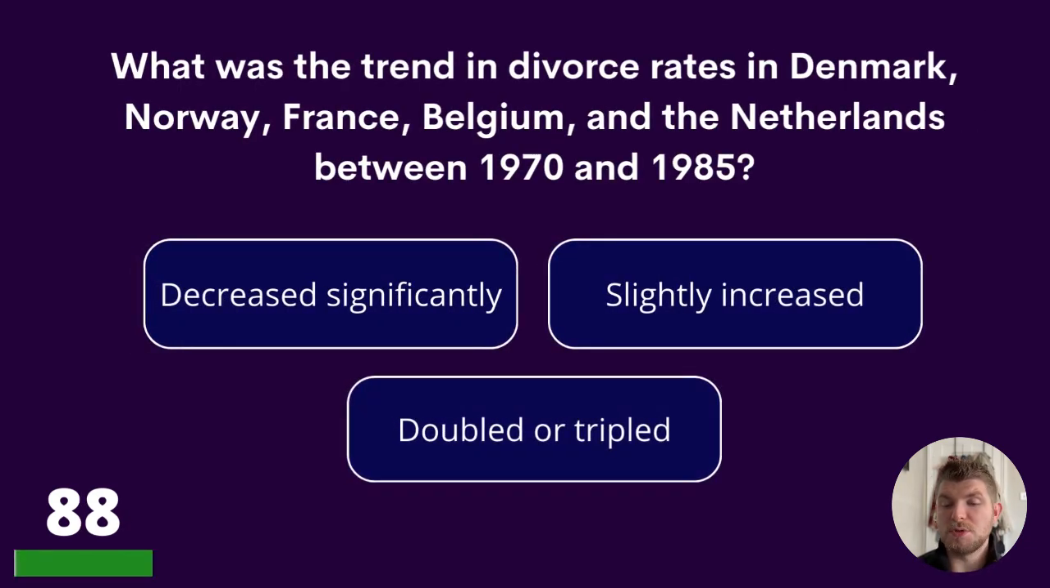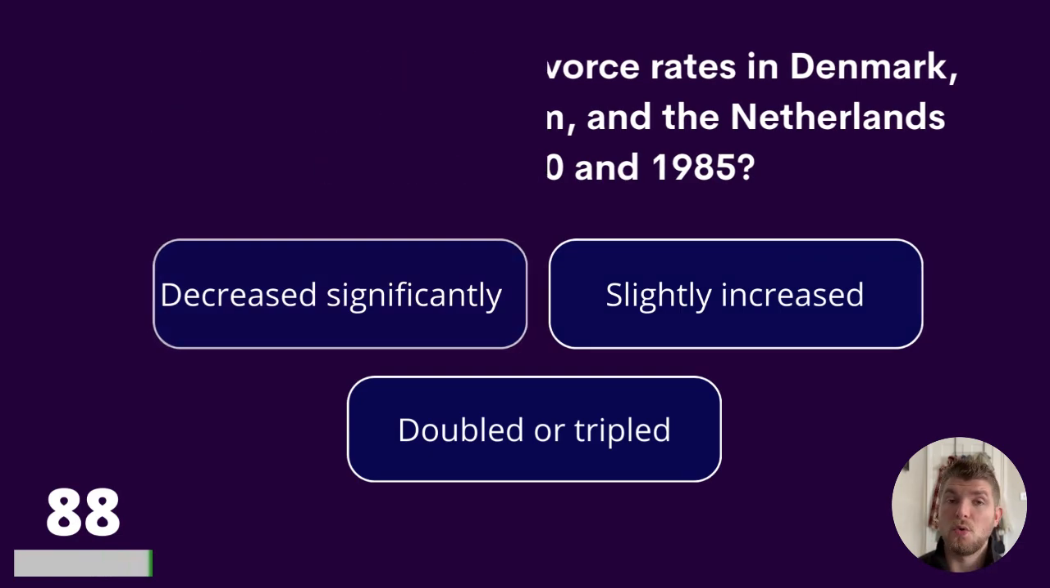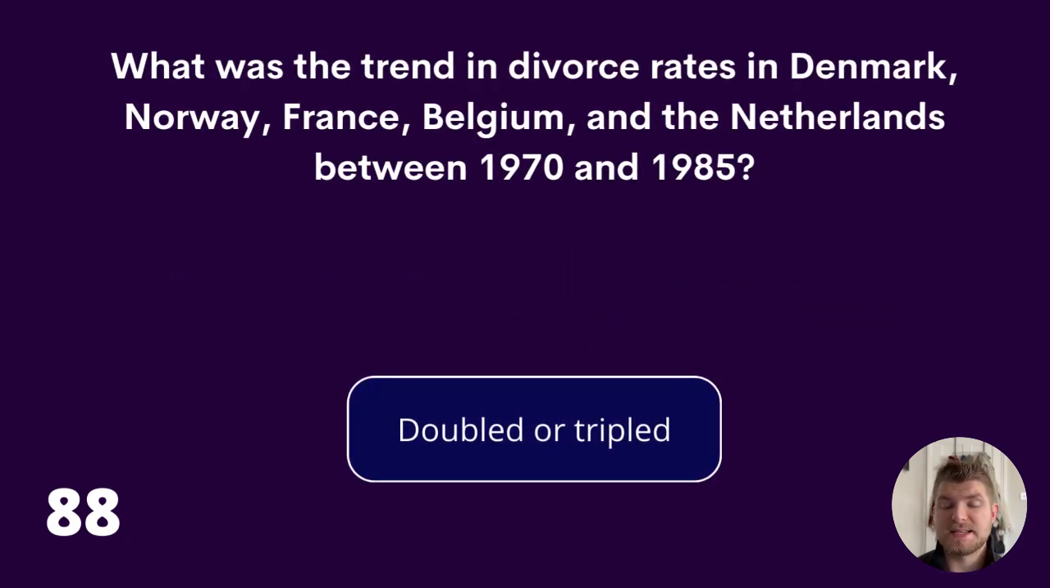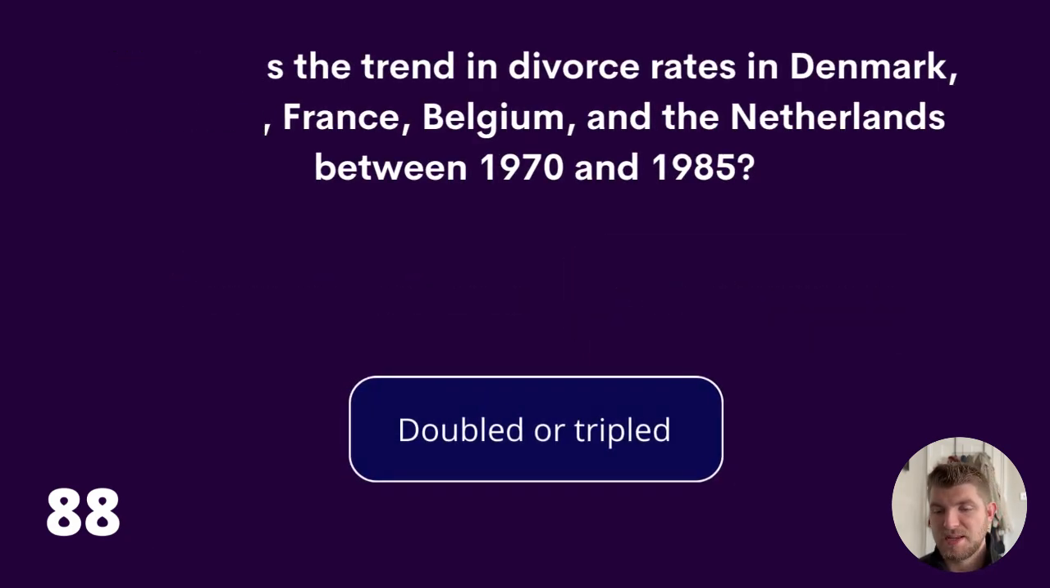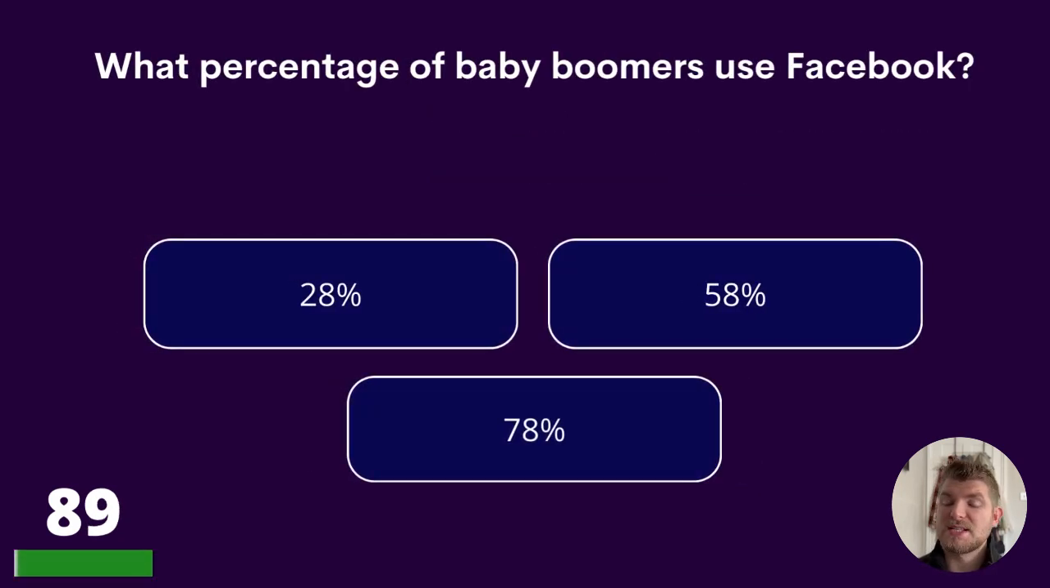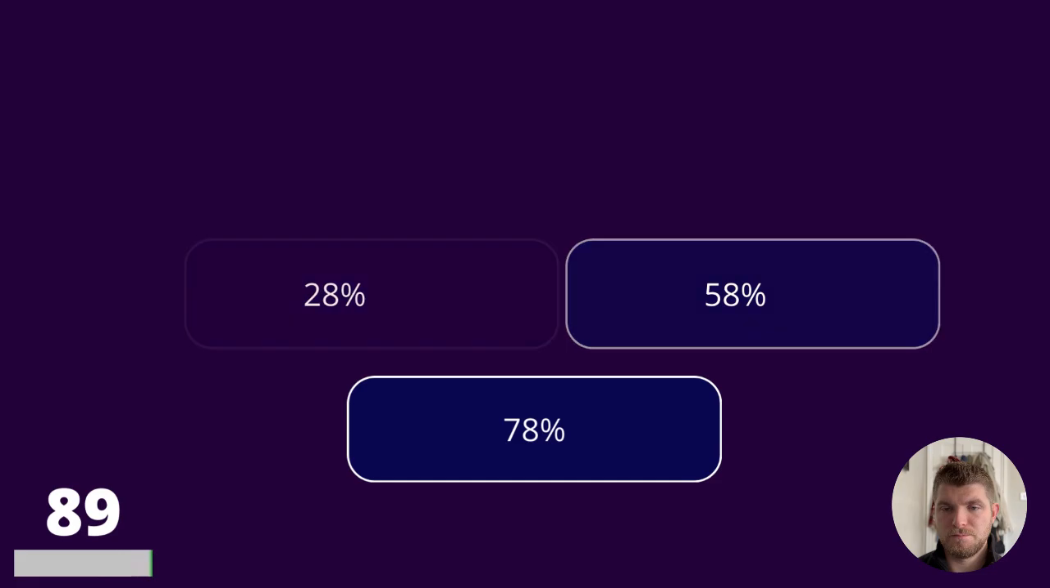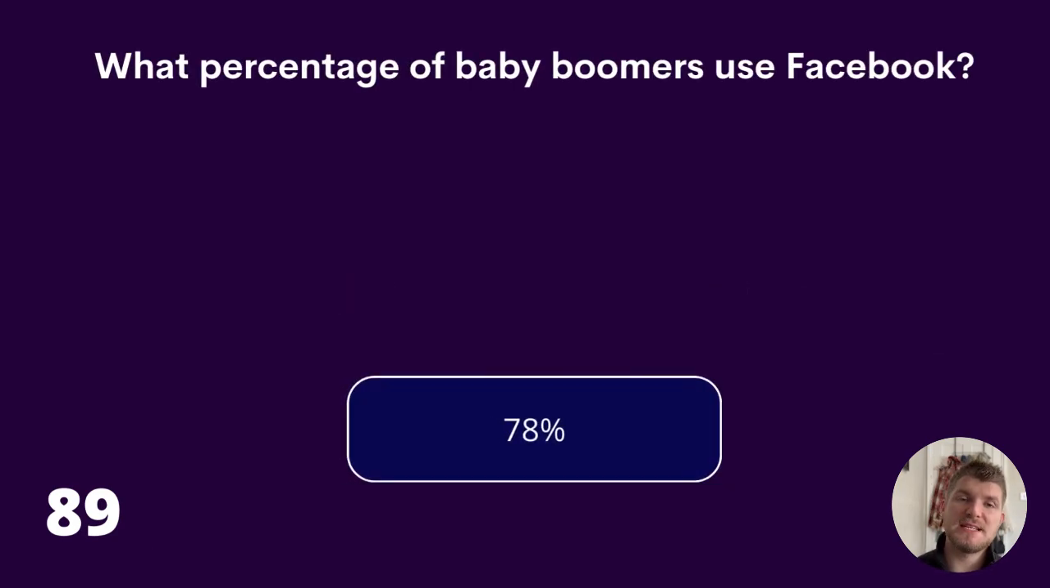88. What was the trend in divorce rates in Denmark, Norway, France, Belgium, and the Netherlands between 1970 and 1985? Decreased significantly, slightly increased, or doubled or tripled? The answer is doubled or tripled. 89. What percentage of baby boomers use Facebook? 28%, 58%, or 78%? The answer is 78%.